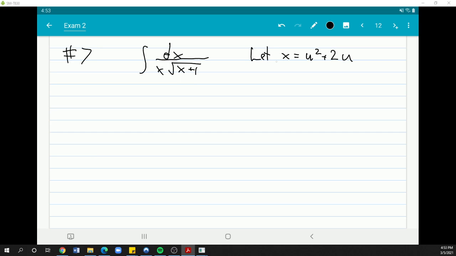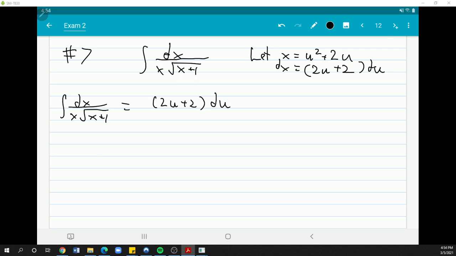So that makes dx equal to 2u plus 2. So then this integral, x plus 1, becomes the dx, this is du. Like in trig substitution, we made the x something bigger. So the dx is 2u plus 2 du, all divided by x, which becomes u squared plus 2u. And now we have the square root of u squared plus 2u plus 1.